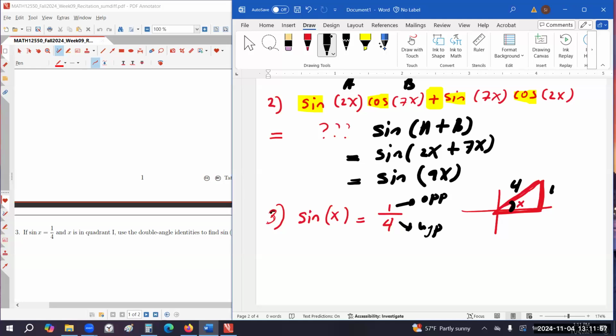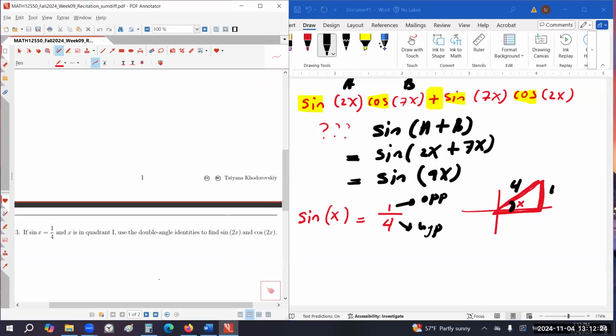So just by the first sentence, we have this visualization. We have an angle in the first quadrant where the opposite side of the angle is 1 and the hypotenuse is 4. How do you know? Because they told us sine of that angle is 1/4, and we already know sine in terms of a triangle is opposite over hypotenuse. Now they want us to find sine of the double angle and cosine of the double angle based on the information they gave us.